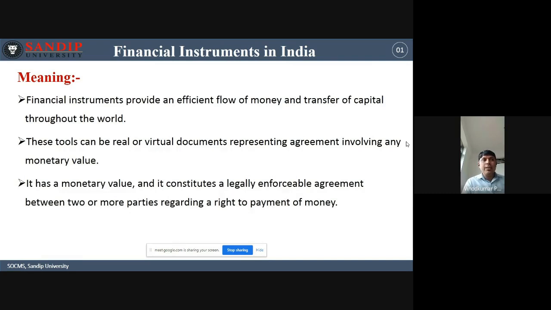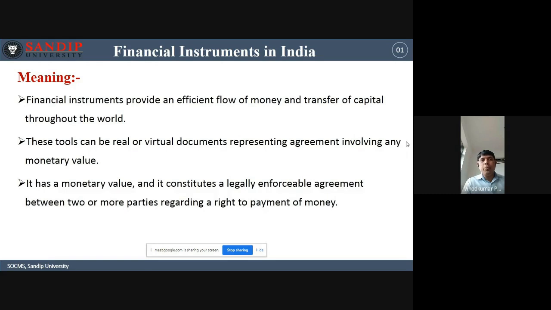So this instrument has a monetary value. Each and every share or instrument has a monetary value as per the Indian Companies Act, 1956 or 2013. Every instrument has some face value or market value. When we buy shares from the market, it is at the market value, which is very popular. So it has a monetary value and constitutes a legal enforcement or agreement between two or more parties regarding the right to payment of money.